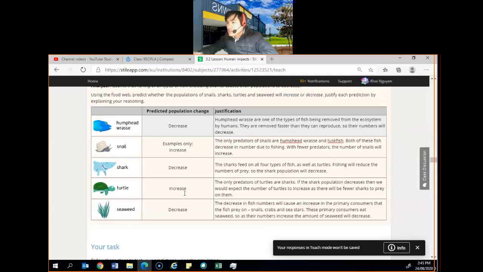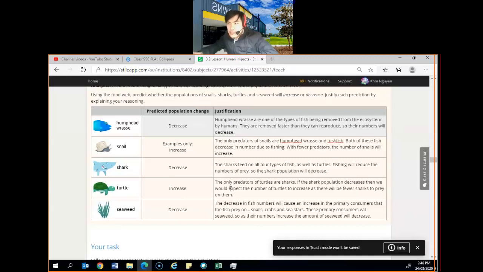Okay. For the turtle, actually, let's look at the seaweed first. For the seaweed, it would decrease, right? Because there would be more snails. That's what it's saying here. The decrease in fish number will cause an increase in the primary consumer that the fish prey on, snails. These primary consumers eat seaweed, so as the number increases, the amount of seaweed would decrease. Okay, so we got that.